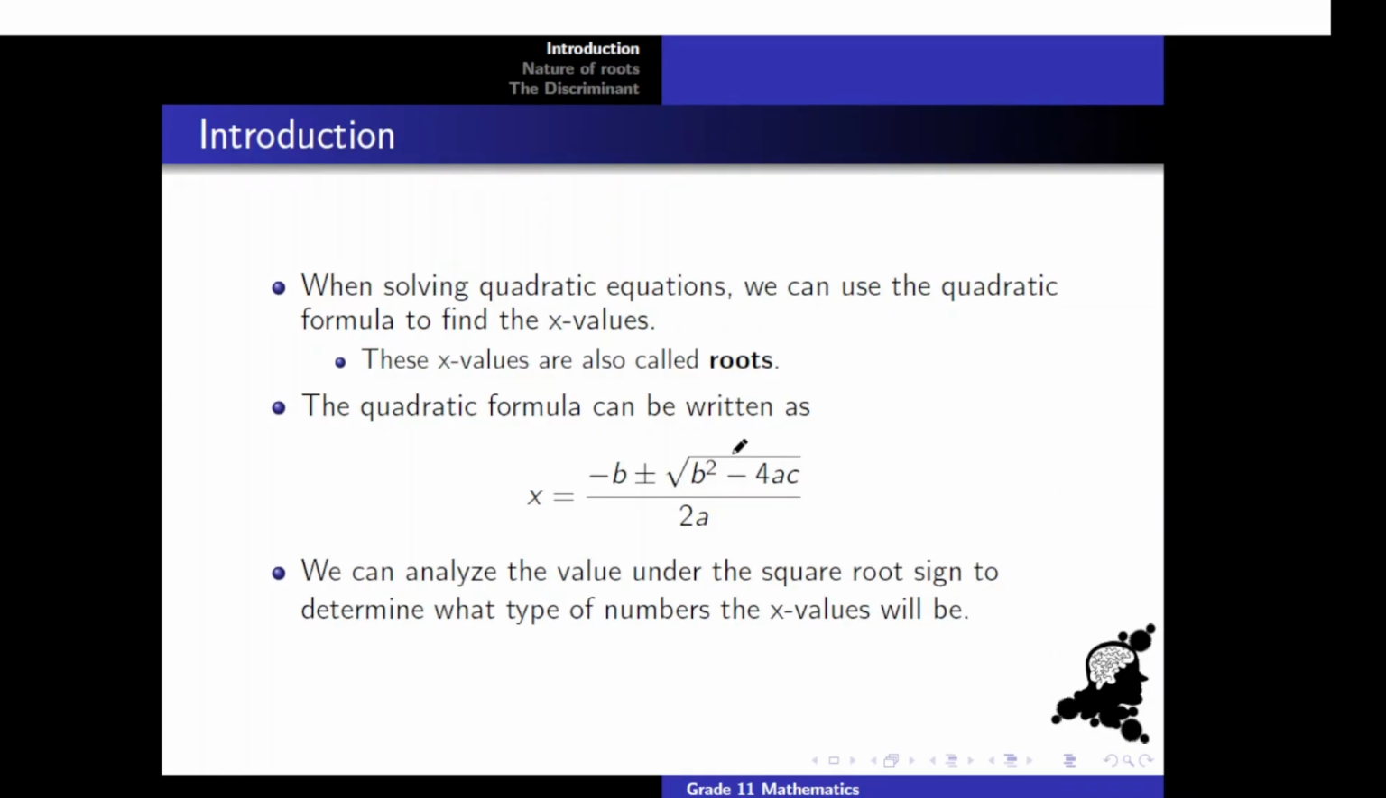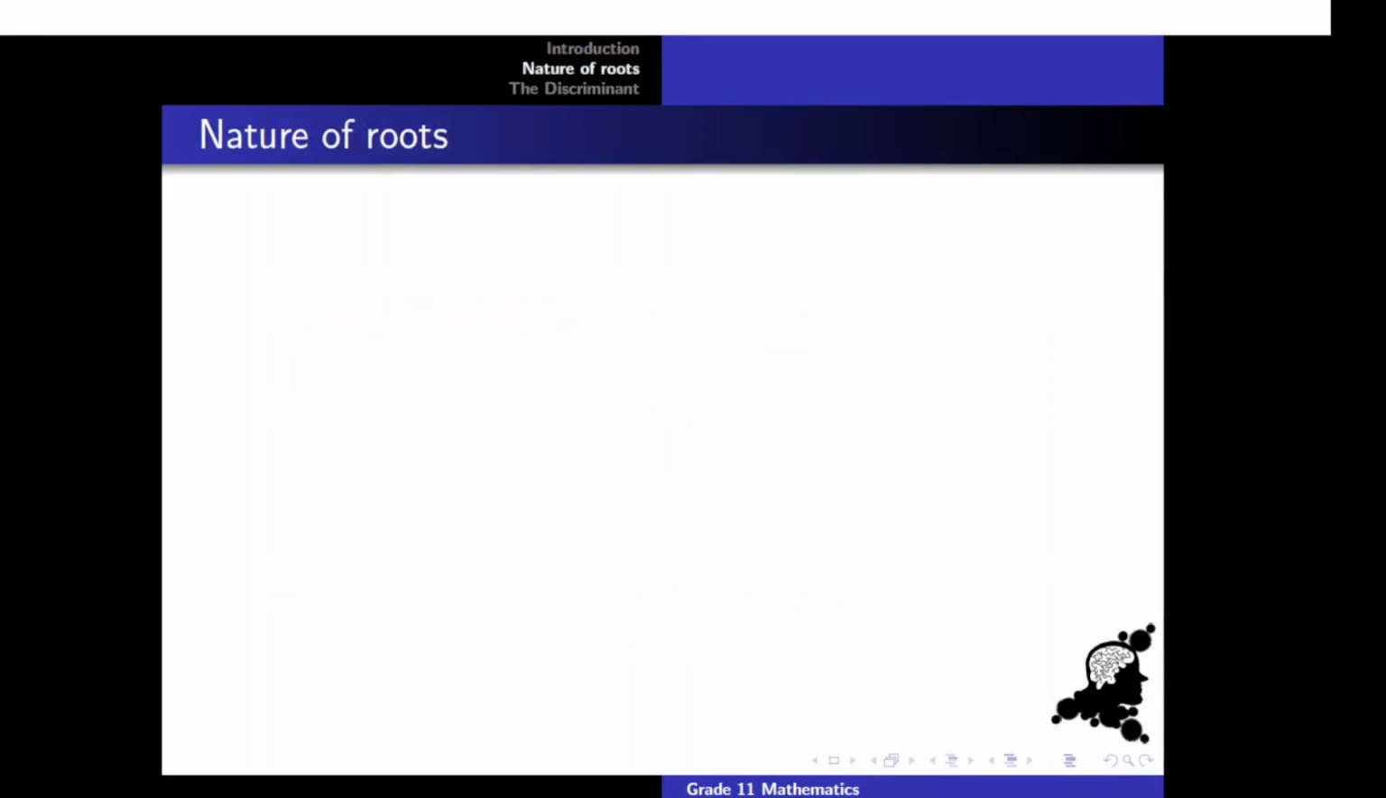Now, we can look at what's underneath the square root sign, and what we actually have here underneath the square root sign is quite interesting. Using the values that we have under the square root sign, we can determine what type of numbers the x values will be. Notice, for now, we're not exactly interested in what the x values are, but rather the type of numbers. So if you don't know what we're talking about by type of numbers, please check out our previous video on the number system, and I will leave a link to that video in the description below. Please do check it out.